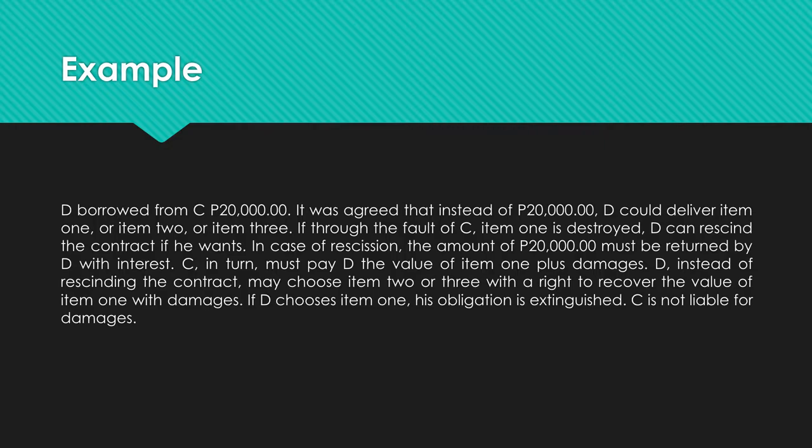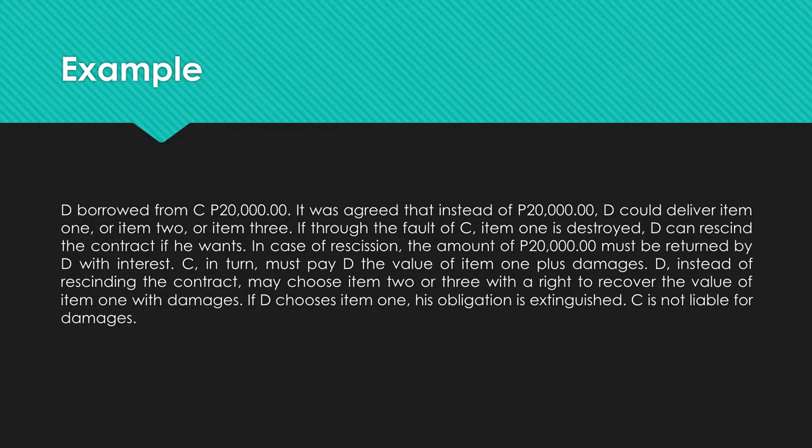Okay? C, in turn, must pay D the value of the item 1 plus damages. Okay? Kasi siya yung nakasira through the fault of C. Above, no? Through the fault of C, item 1 is destroyed. D, instead of rescinding the contract, kung ayaw niya naman ipa-rescind, okay, meaning the contract is still valid, may choose item 2 or 3 with a right to recover the value of item 1 with damages.